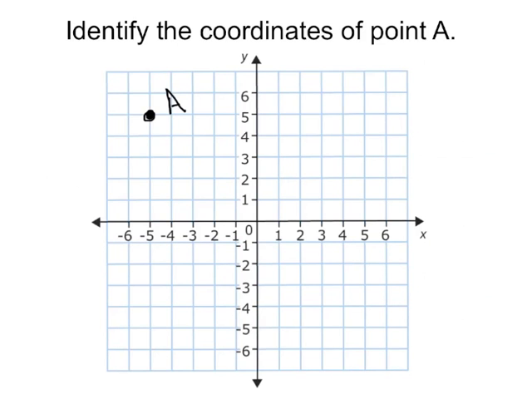Identify the coordinates of point A. Point A is right here. So I need to find the x first. So I go straight down and I see that it's touching -5. So the x coordinate is -5. Now I need to go to the right and find the y-axis, that one is +5. So this is the point -5, 5.